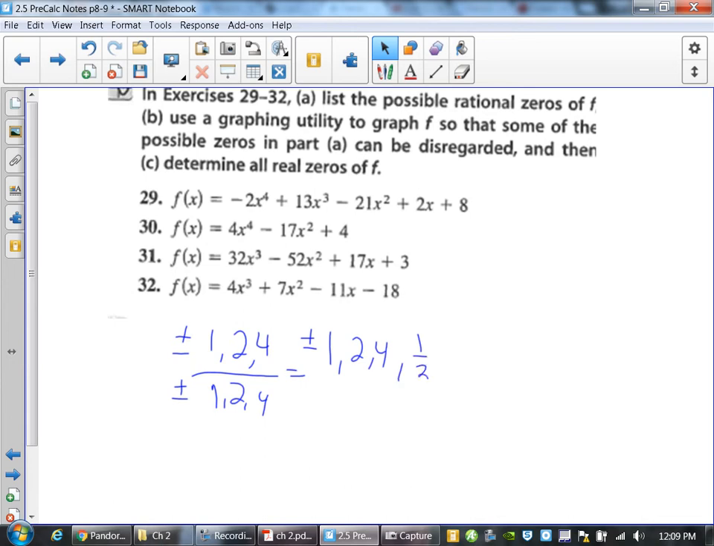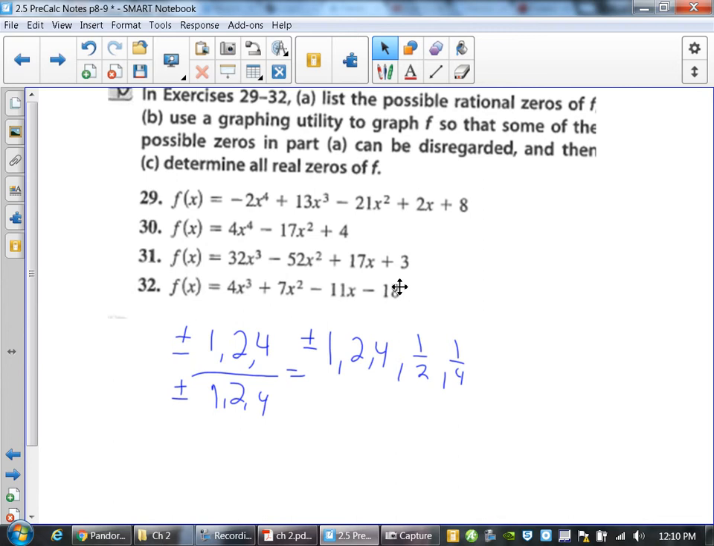2 over 2 is the same thing as 1. 4 over 2 is 2. But I can have 1/4. And that's it. All of that with plus minus. That's what it means. List all possible means list all possible. Then that's your answer. That's all your possible zeros. If it says list all possible, that's what you do.